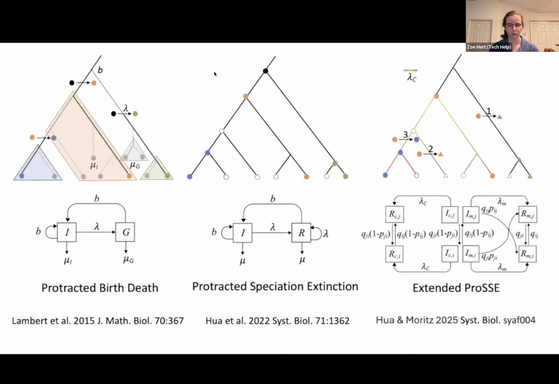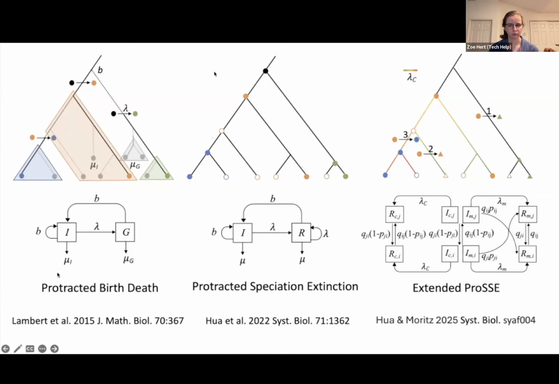Now, the idea is simple, but the mathematics is not that simple. I will try to explain it without too much mathematical detail. So the model is based on the projected speciation extinction process that we proposed 3 years ago. This model basically extends the projected birth-death model from a species-level tree to a lineage-level tree. In the projected birth-death model, the tree is species level because we sample one lineage per extant species.